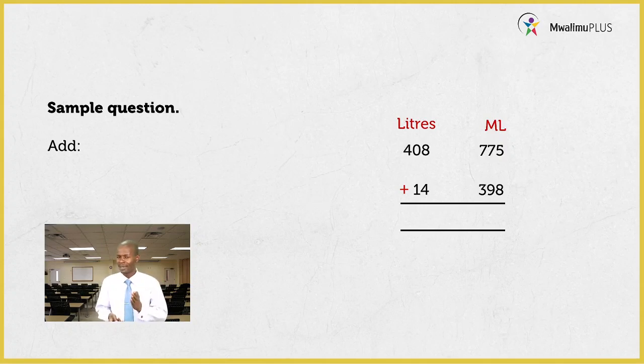But then there should be a rule. You don't just add. I don't know whether you want to add vertically or horizontally. For those who will be adding horizontally, that would mean you'll add 408 to 700 and 75. That would be very wrong. Make sure that you add vertically, beginning from your extreme right. So let's see what we are expected to do.